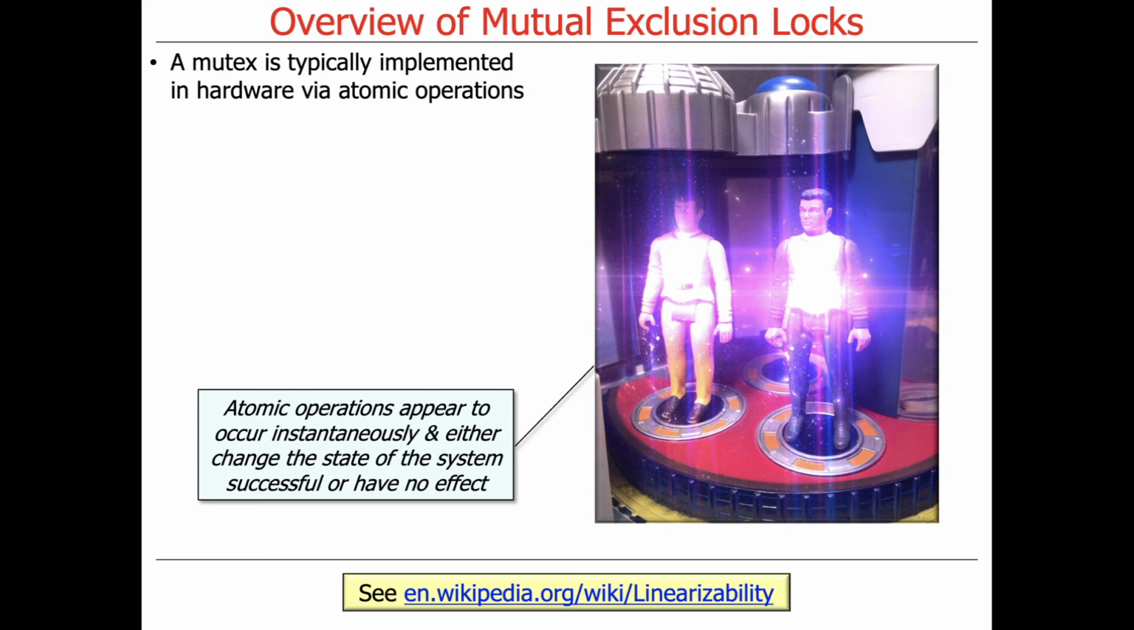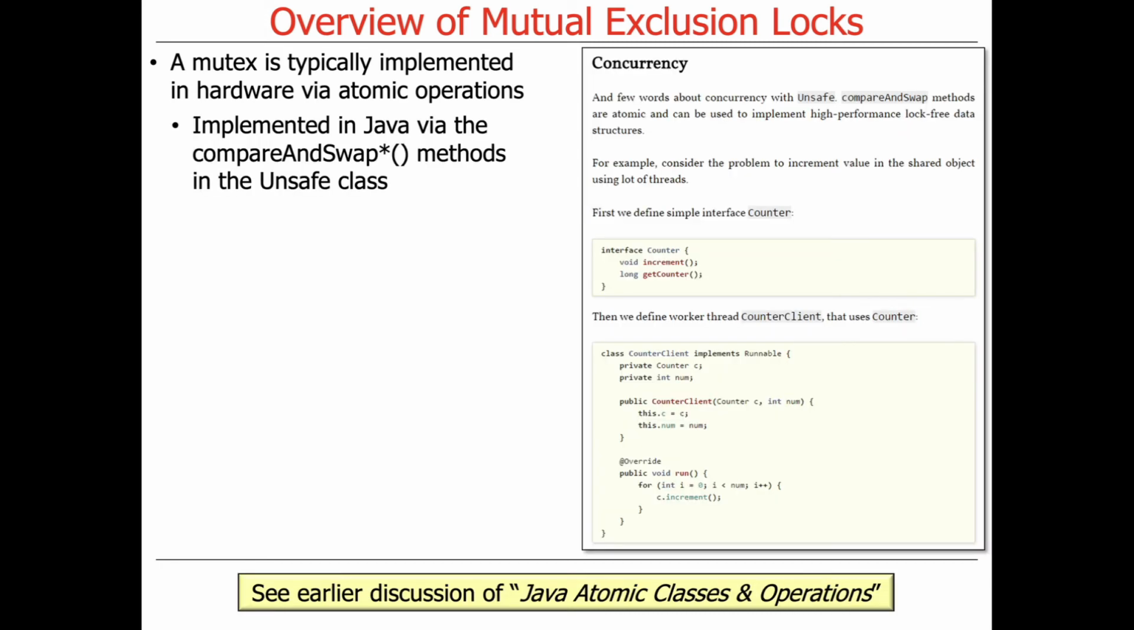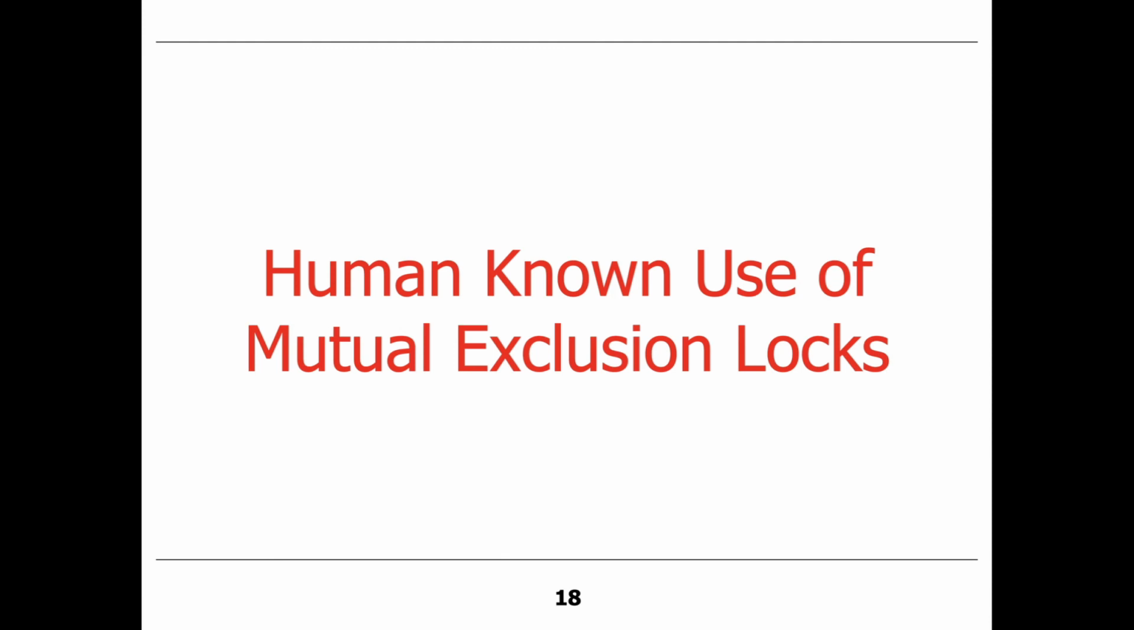Recall that an atomic operation will appear to occur instantaneously and will either change the state of the system successfully or have no effect at all. That's what it means to be atomic. We've talked about that before with transporter beams in Star Trek and so on. Under the hood, in the Java virtual machine, the mutex mechanisms are ultimately implemented by compare and swap methods, either in the Java Unsafe class or something similar.